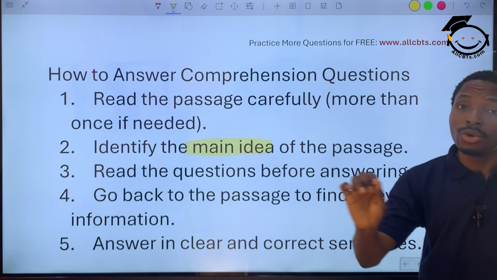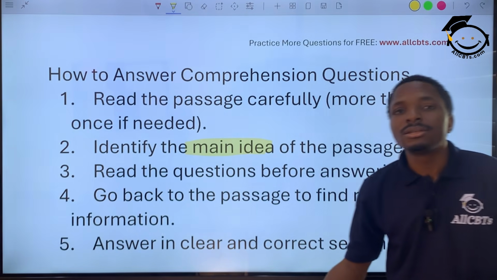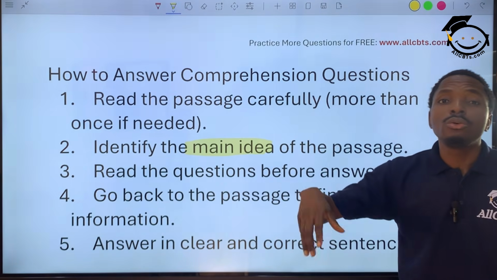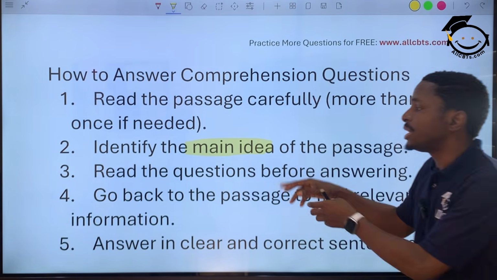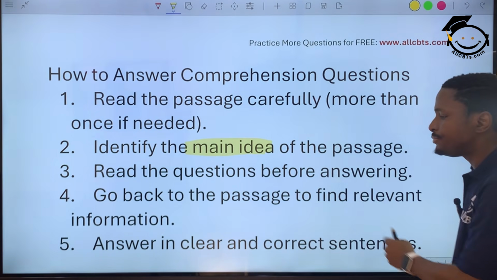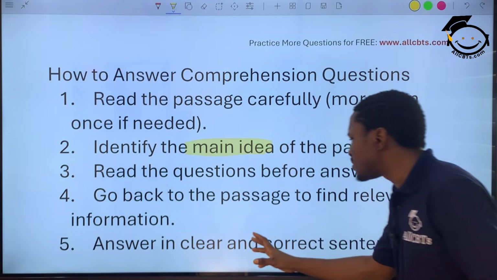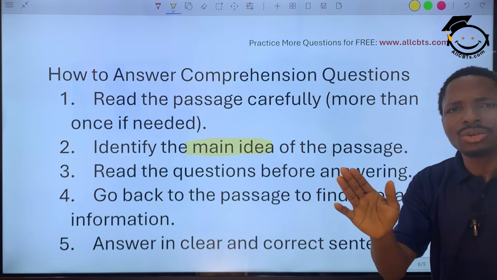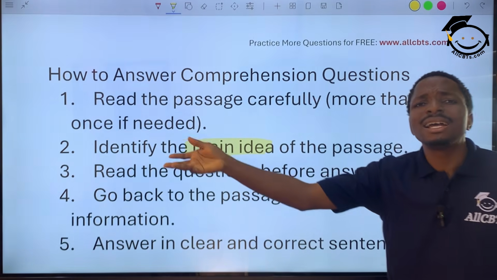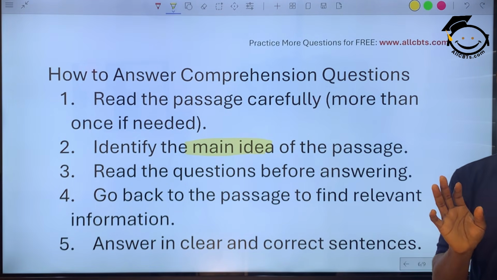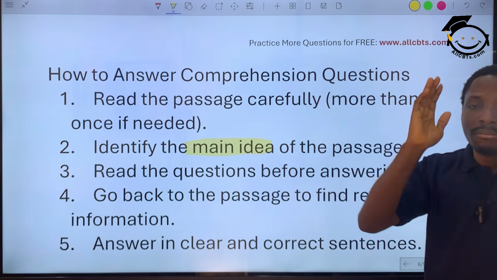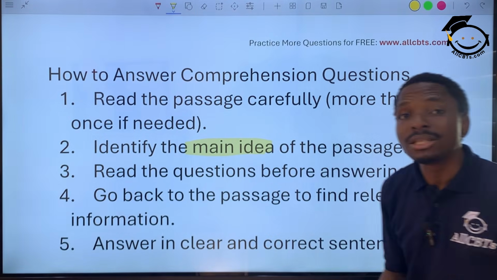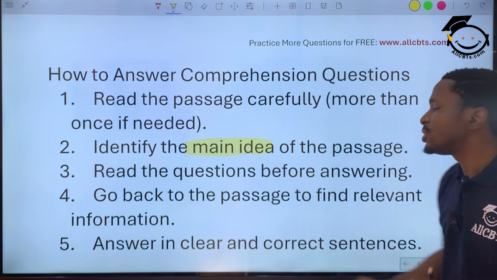If you have your pencil or your pen, if you're allowed to write in your question booklet, you go back to the passage and then you begin to underline where you saw the answers to the questions you've read in number 3. Then answer the questions in clear and correct sentences. Concise, no story. Don't bring in external ideas into what you've read. Don't bring in what you've learned before. Make sure that your answer is based within the limits of the comprehension passage.